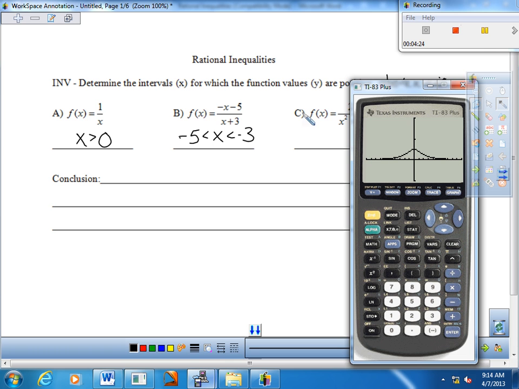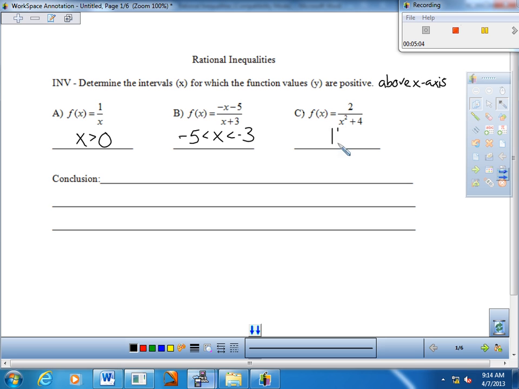So in terms of where the function values are positive, well, any x value will make the function value positive. So all real numbers. And again, those expressions should look familiar from the previous lesson. These are the types of solution sets we're going to see when we solve algebraically. All right, let's get this conclusion in place.